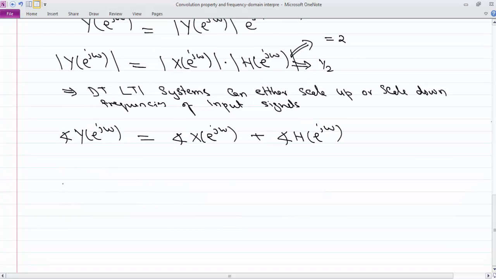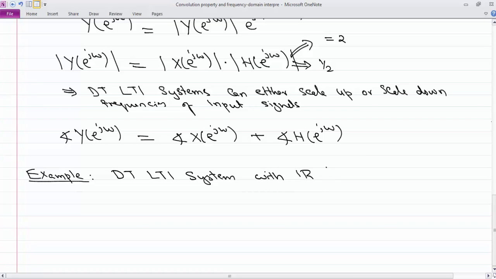Okay, so let's look at a very simple example of an LTI system and use this property to interpret what that LTI system is doing. So suppose you have an LTI system which has an impulse response h[n] equals delta of n minus 10. Okay.